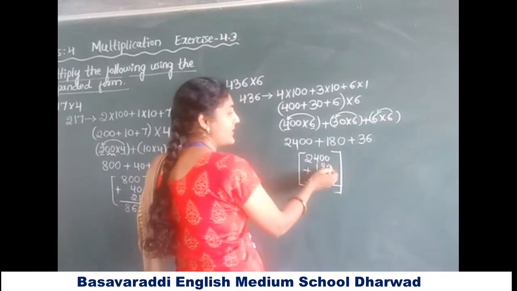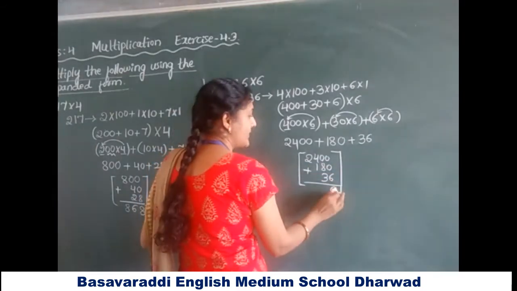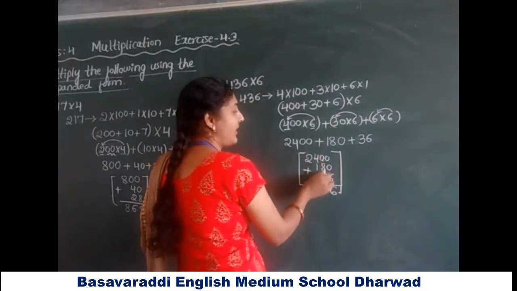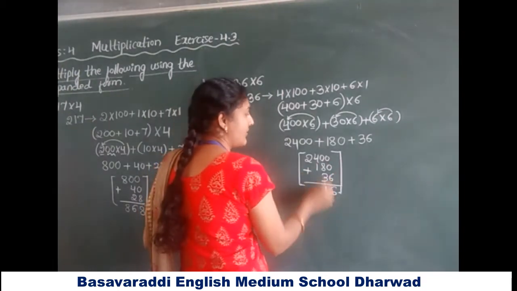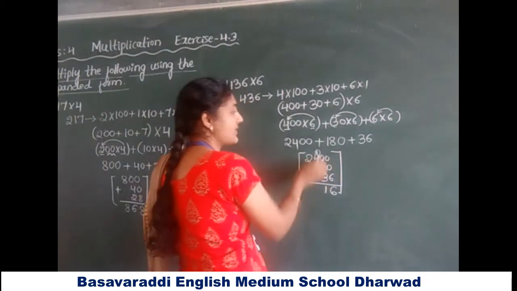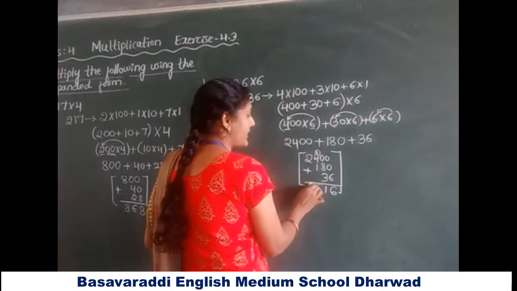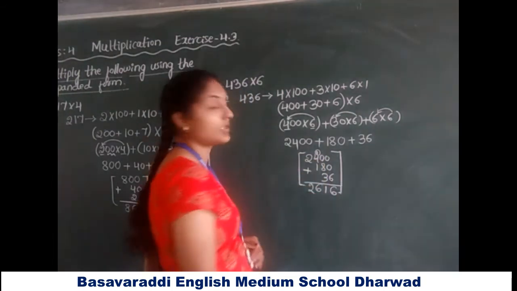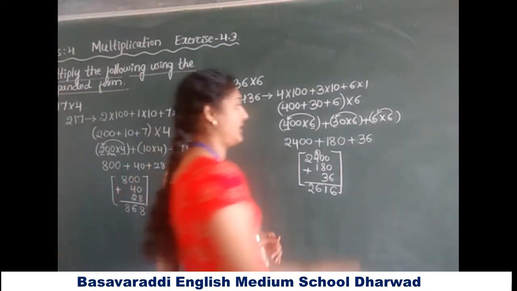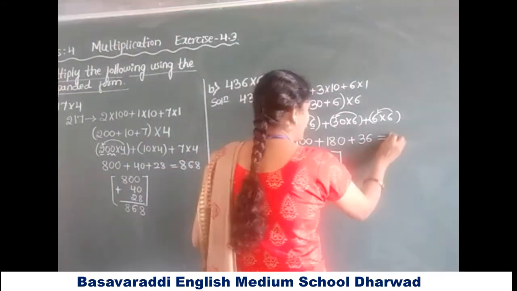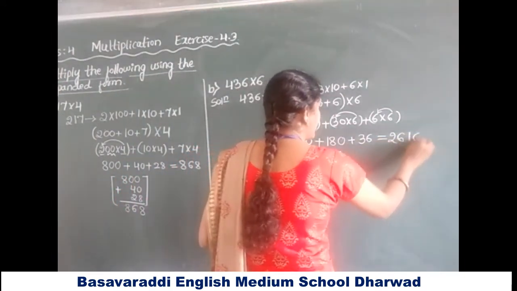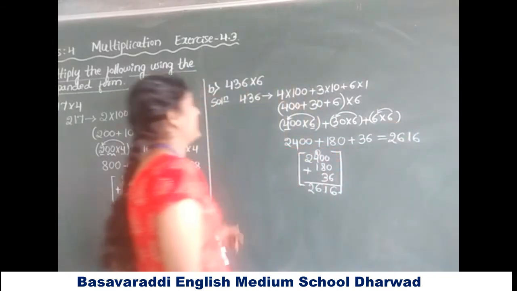So 0 plus 6 is 6. 0 plus 8, 8 plus 3 is 11, 1 carry over to the 100 place. So 1 plus 4 is 5, 5 plus 1 is 6, 2 as it is. What is the answer there? 2616. Okay, write this one. 2616.